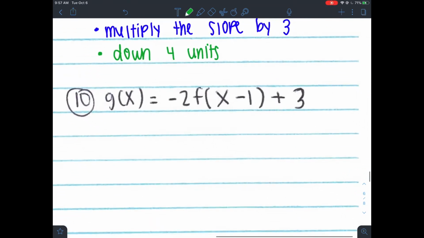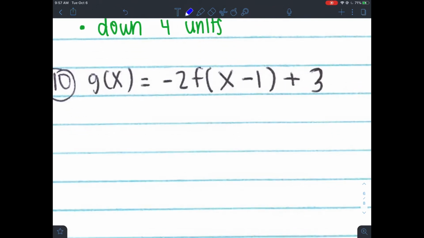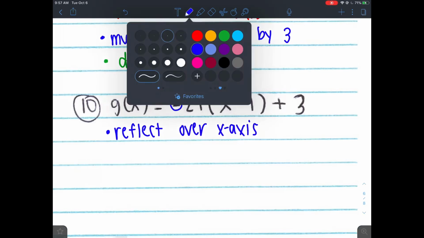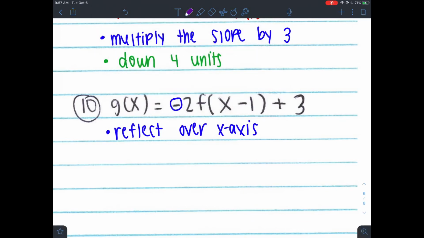Okay, and then lastly, I have number 10, which is g of x equals negative 2 f of x minus 1 plus 3. I actually have 4 transformations going on here. The first thing that I see, again, you always want to think of the negative as separate. So the first thing I see is the negative, not negative 2, just the negative sign. When I have a negative sign, I have reflections. Now because that negative is on the outside, that is going to be a reflection over the x-axis. And again, if you're having trouble remembering which one's x and which one's y-axis, go back and look through those notes again and make sure you're familiar with where that negative sign should be located when you have it over certain axes.